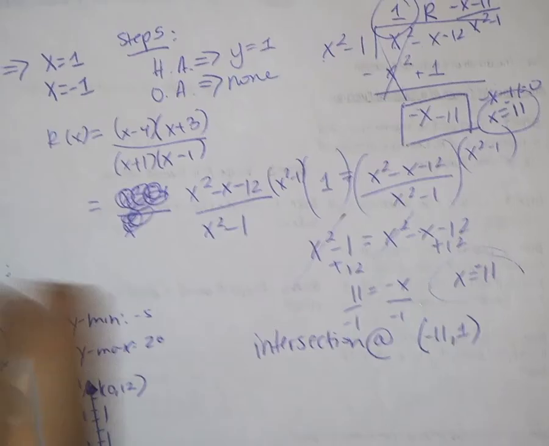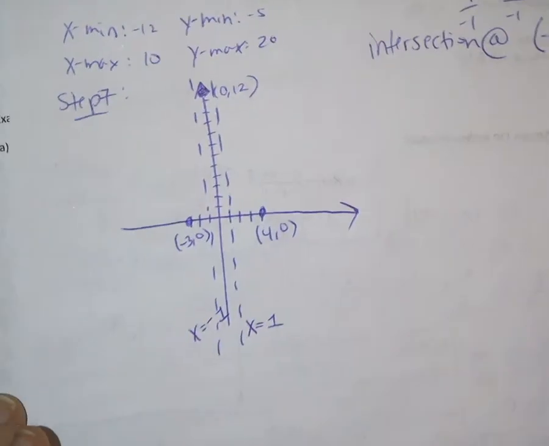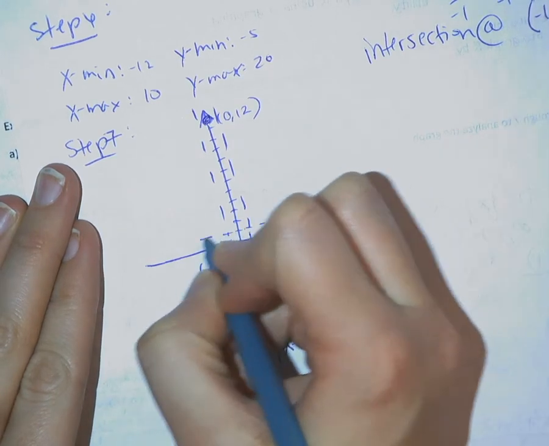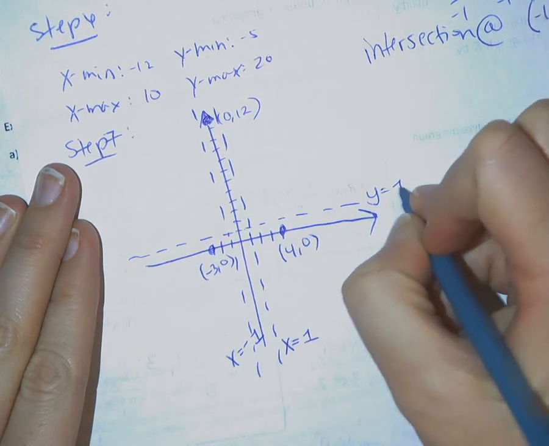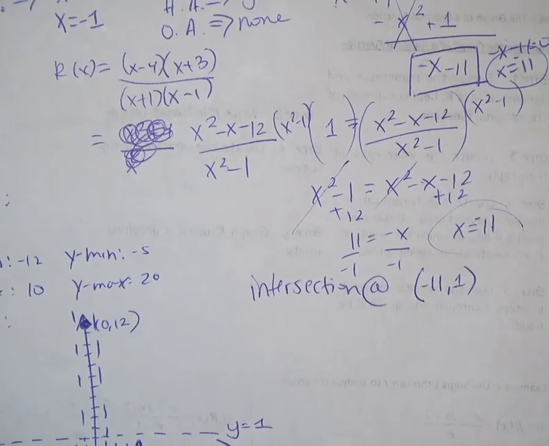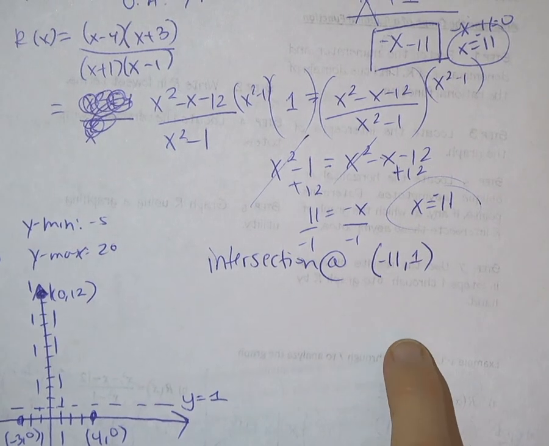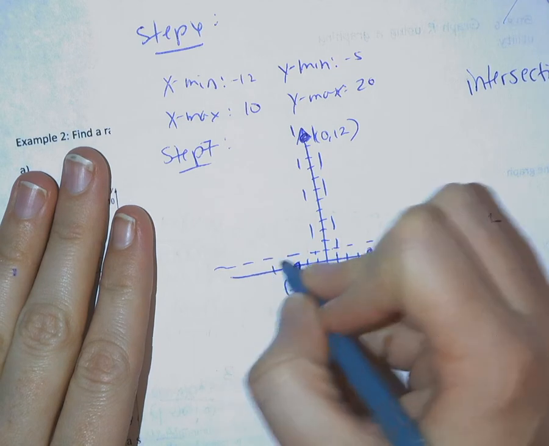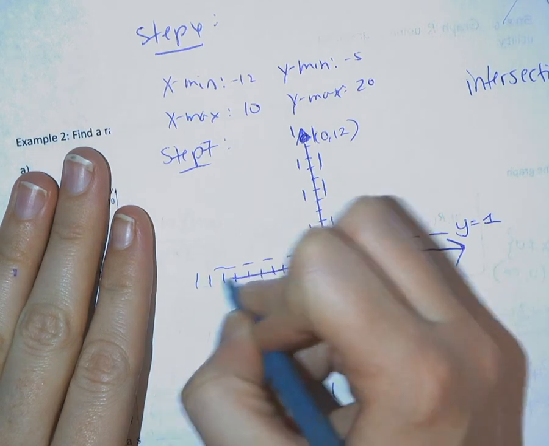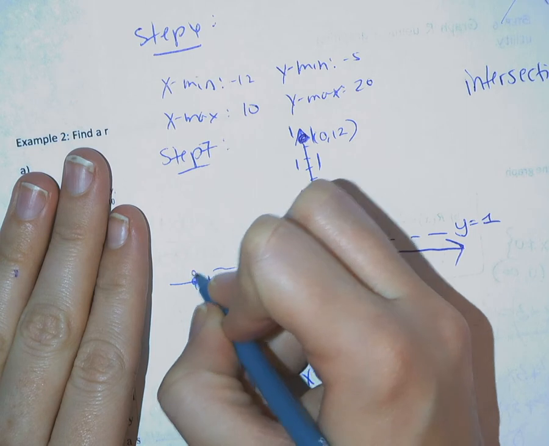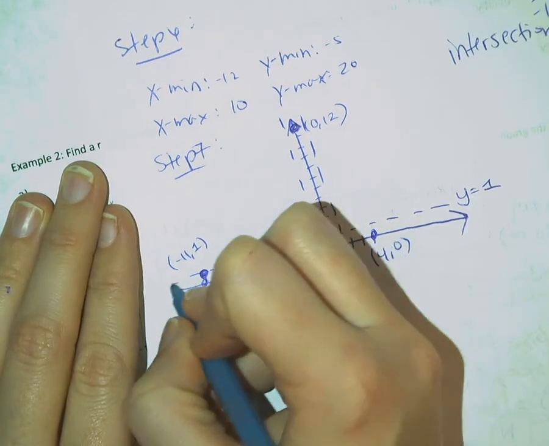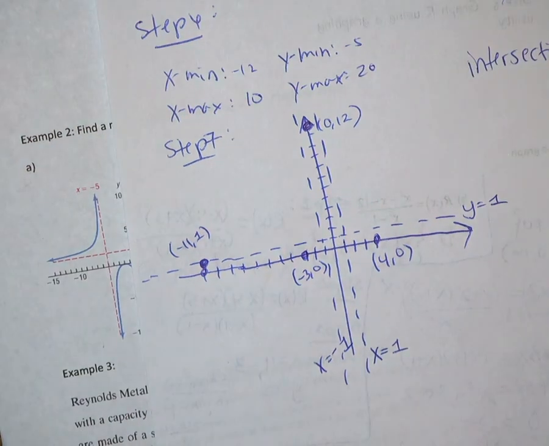We remember we had a horizontal asymptote at y equals 1. So we should add that as well. Okay. Label it y equals 1. Alright. But then we saw that we had an intersection at negative 11. So we're going to plot this as well. Okay. So we have that point at negative 11 comma 1 where it intersects our graph.